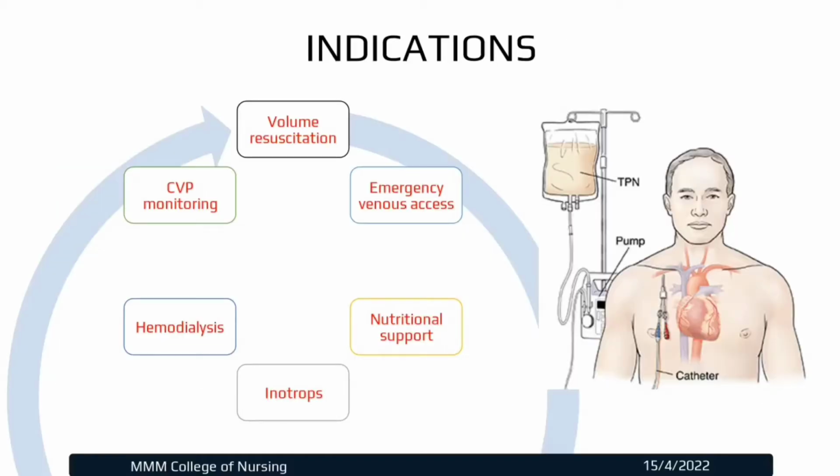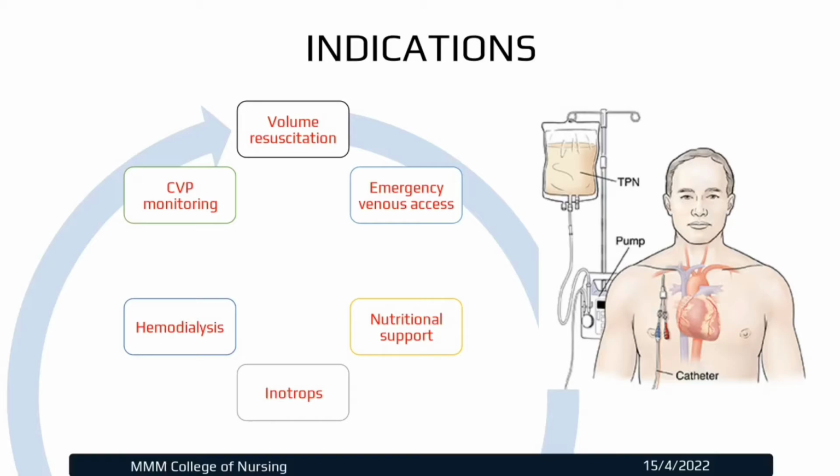Now let's see what are the indications for inserting a central venous catheter. One is volume resuscitation, emergency venous access, nutritional support, inotropes, hemodialysis, and central venous pressure monitoring. Volume resuscitation is in order to rapidly deliver a large amount of fluid or blood. For example, in a person in shock, a central venous catheter is indicated.